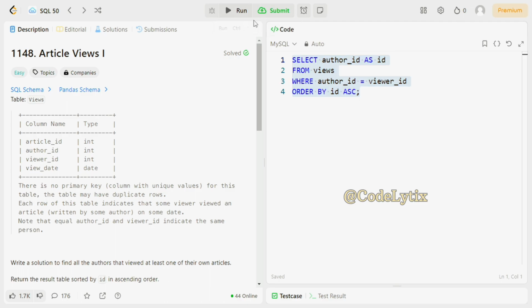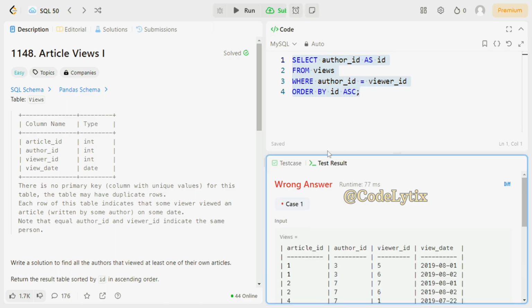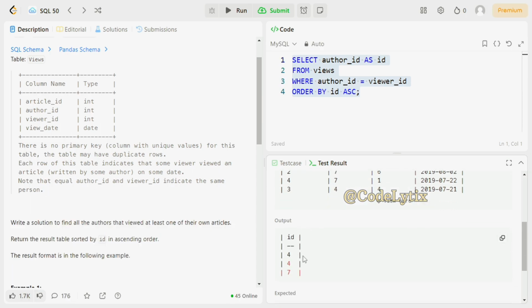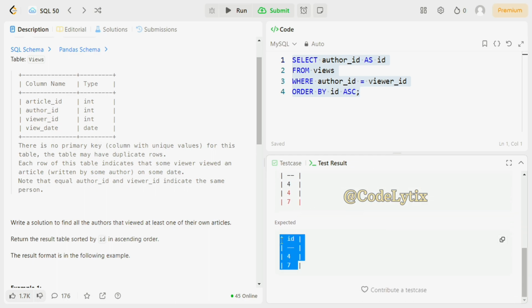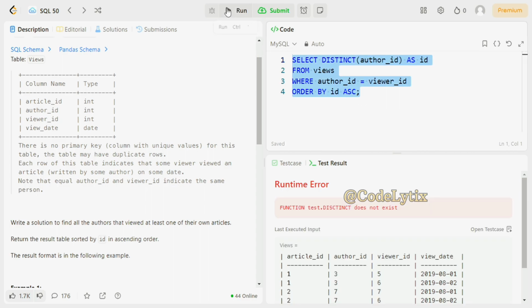So let's run. Okay, why is the answer wrong? Because see, in the output we are getting this 4 two times. We need only the unique values, so for that we will use the DISTINCT keyword here. Okay, so now let me run this.